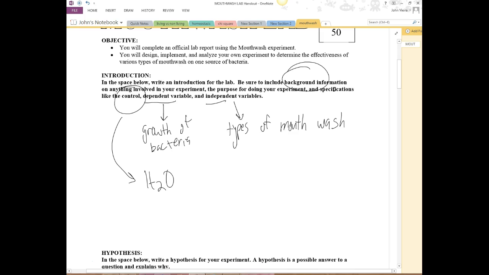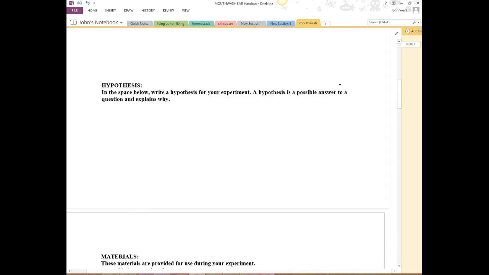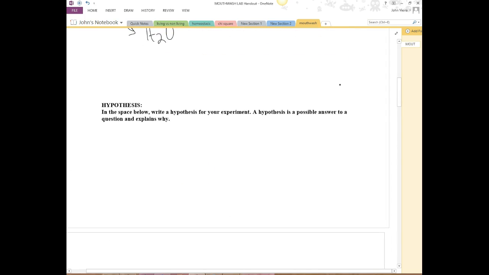Okay, any other background information that you need to know about breath and how it's caused by bacteria, and bacteria divide and grow, and the petri dish is going to be filled with this agar, spelled like this, which is full of the nutrients that bacteria needs to grow, you would include in the background information.